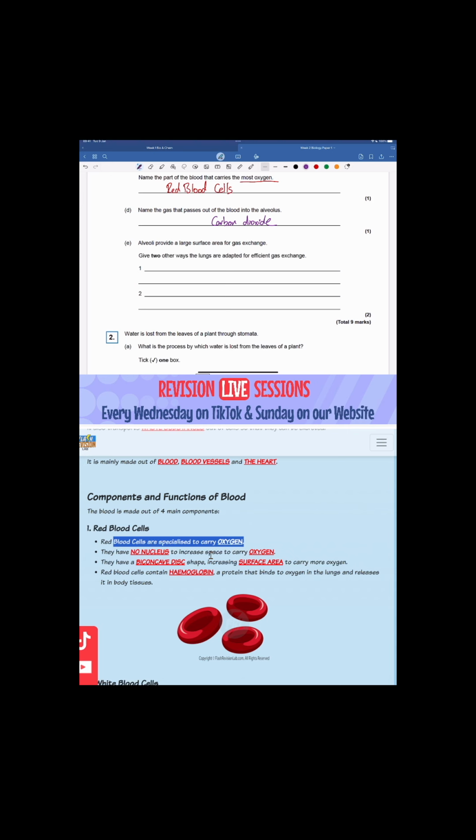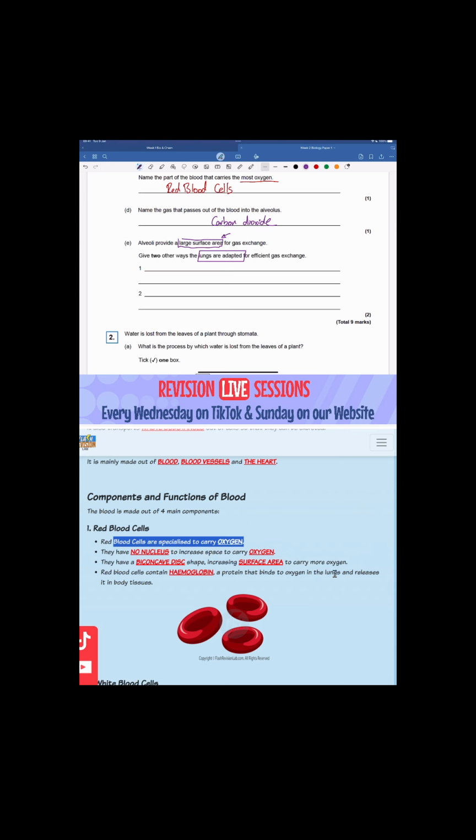Give 2 other ways the lungs are adapted for efficient exchange. 2 ways that the lungs are adapted. Anyone know the answer to that one? It's to do with the shape of the alveolus. Actually, they've already mentioned the shape, haven't they? They've already mentioned that it's got large surface area. So you can't mention that. That's already been said. Anything else you can say?